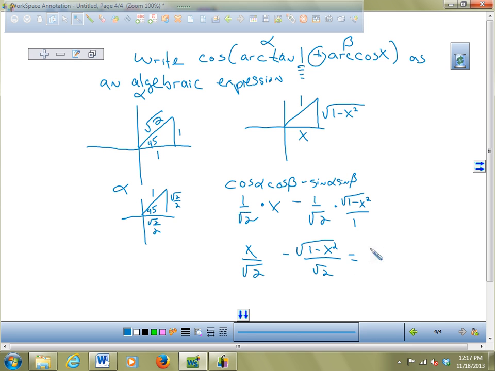And you could just write that as x minus the square root of 1 minus x squared, over root 2. And in the book, they don't rationalize the denominator. You could leave it like that if you want to. Okay? You got that? Good. I know it's not that exciting, but I don't know what to do.